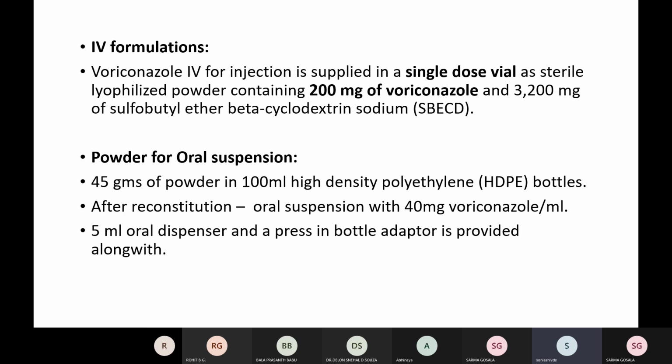After reconstitution with the liquid provided, an oral suspension of 40 mg of voriconazole per ml of suspension will be formed. It is mainly used for pediatrics and for people for whom we have to instill the tablets or the drug formulation through Ryle's tube. They have a 5 ml oral dispenser and a press bottle adapter is available along with the bottle for easy instillation.